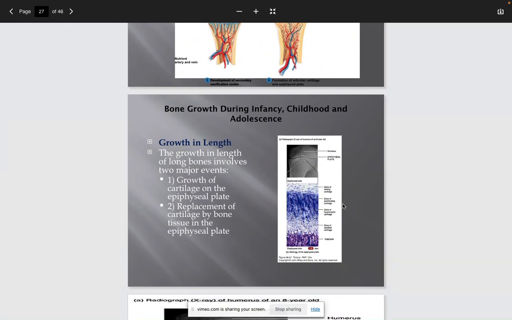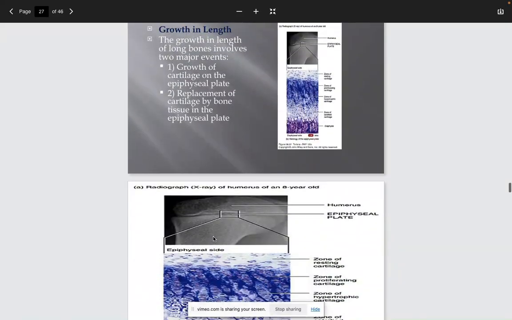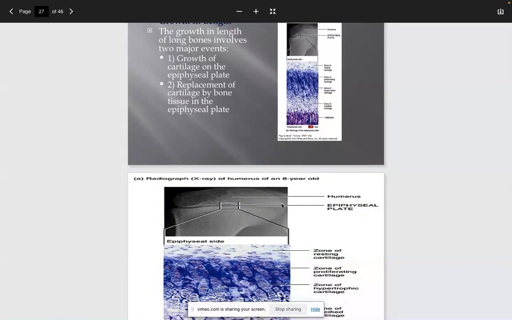So this is what's happening whenever you're growing, right? You have an increase in growth of this cartilage on the epiphyseal plate, and eventually it becomes replaced by bone tissue in the epiphyseal plate. So this is a picture here at the humerus of the epiphyseal plate, this being the growth plate. Depending on how big or how little, you can tell whether they're going to have much more growth, right?